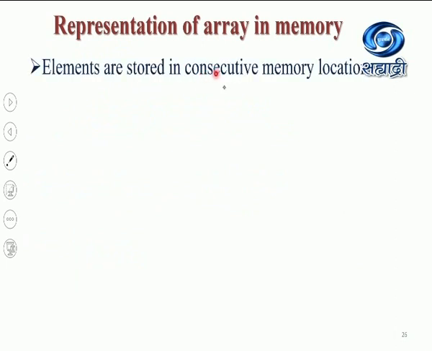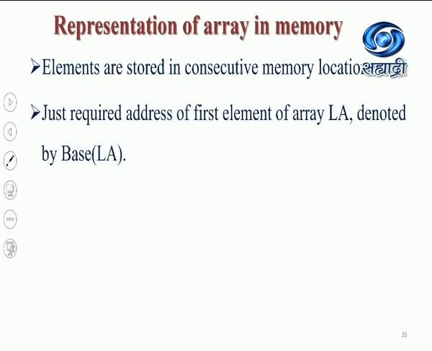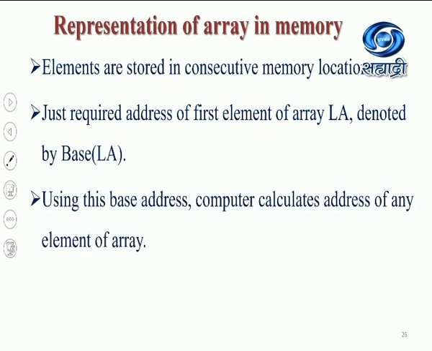Elements are stored in consecutive memory locations, so we just require the first element's address. According to the data type, for the next element: suppose the array stores integer values, then each and every element will take 2 bytes. If the array is of type float, then every element takes 4 bytes. So where the next element is stored is decided by the data type of the array. To traverse that array, you just require the first element's address. This is called the base of LA. Using this base address, the computer calculates the address of any element.